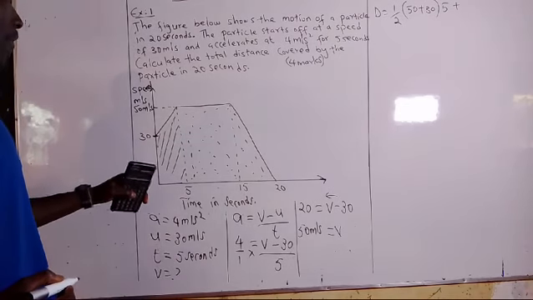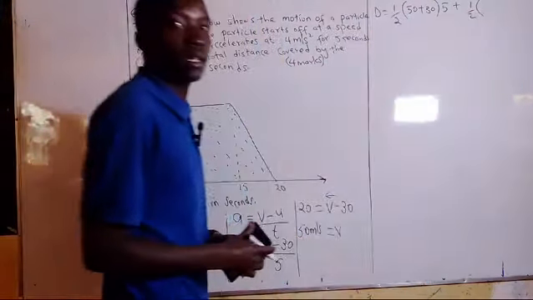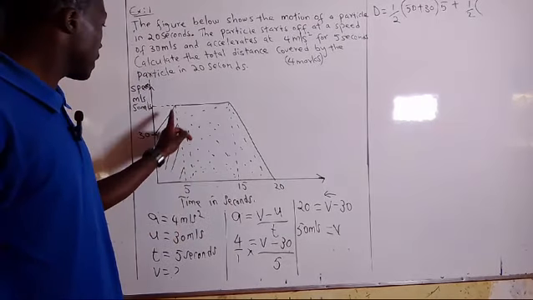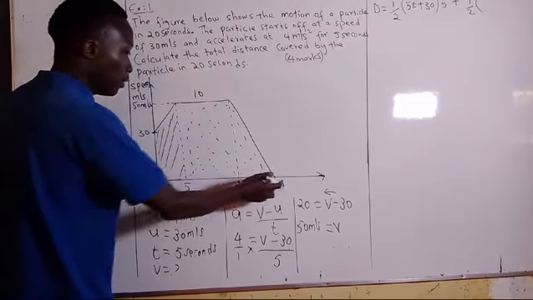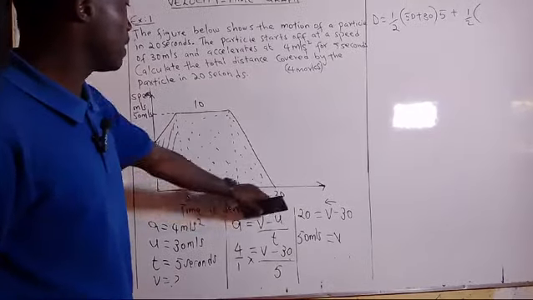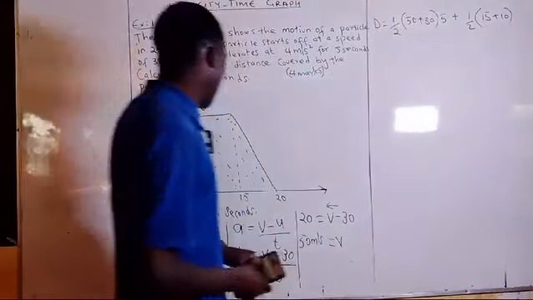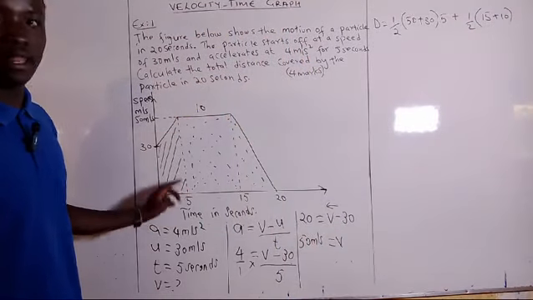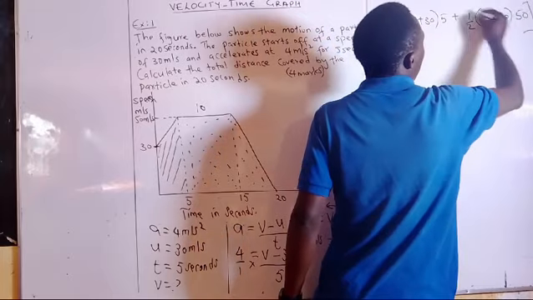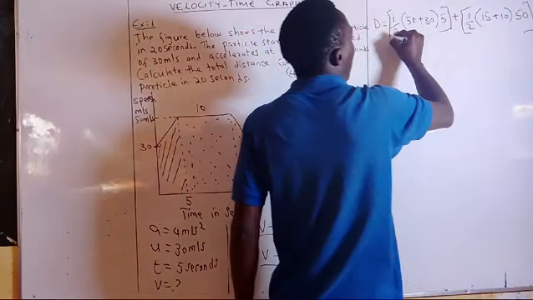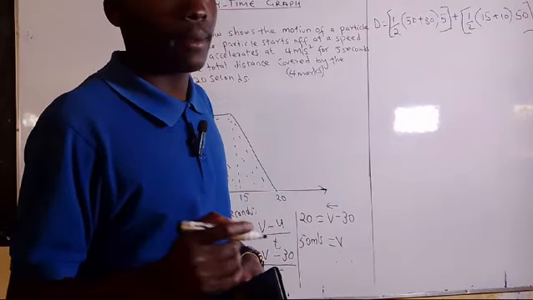Plus we have the second one, a half into brackets the sum of the parallel lines. From 5 to 15 is 10, and from 5 to 20 is 15. So it will be 15 plus 10, then multiplied by the height. The height is 50, that is of the second trapezium, multiplied by 50. When we solve the two, we will have determined the total distance traveled within the first 20 seconds.